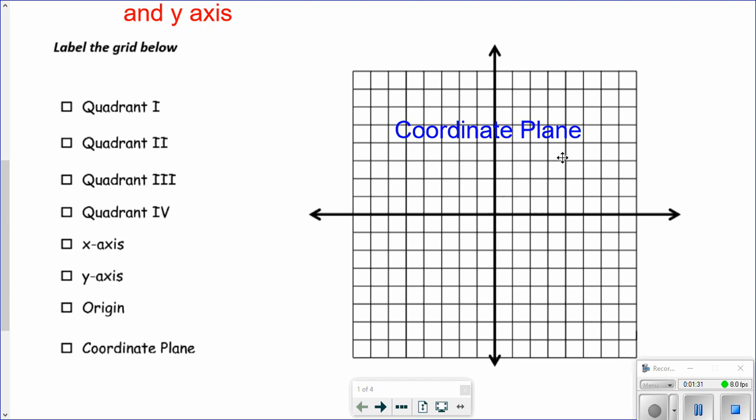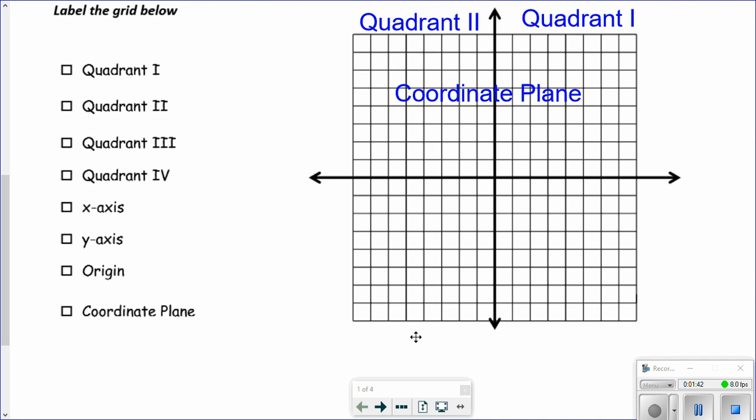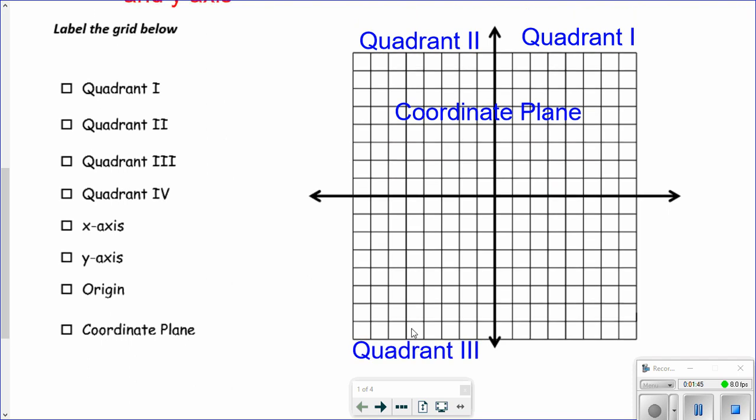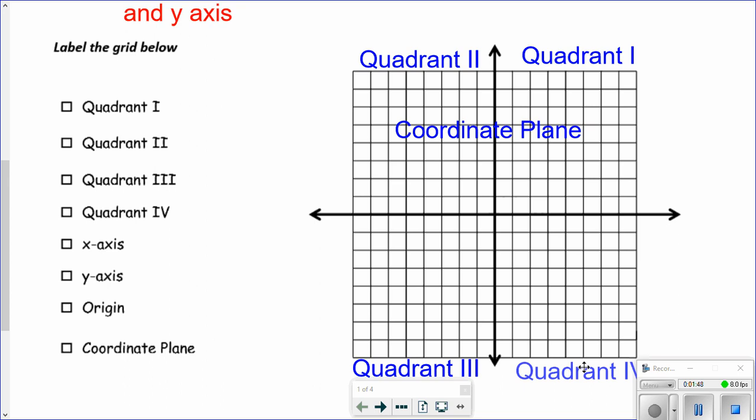This first section right here is quadrant 1. The second section is quadrant 2. Then we go down here to quadrant 3. And then we go to the last one, which is quadrant 4. This guy going across is my x-axis. And this guy going up and down is my y-axis. And lastly, this right here, where they cross, is my origin. So make sure you label your graph to look like this and then check it off once you've labeled it. Okay?